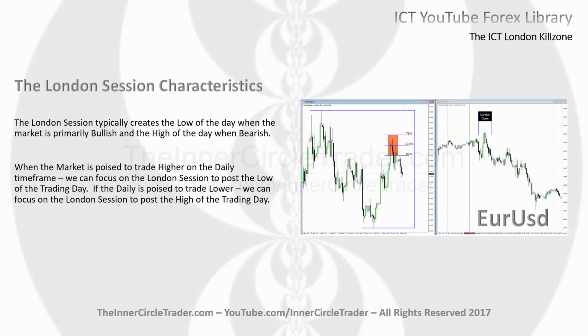Okay, the London session characteristics. Now, a London session typically creates the low of the day when the market is primarily bullish and the high of the day when bearish. When the market is poised to trade higher on the daily time frame, we can focus on the London session to post the low of the trading day. If the daily is poised to trade lower, we can focus on the London session to post the high of the trading day.